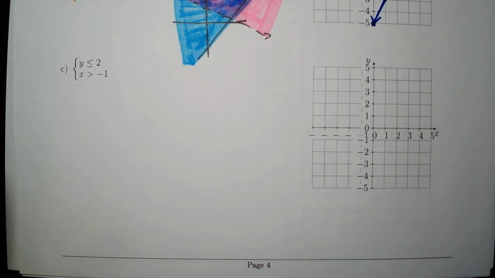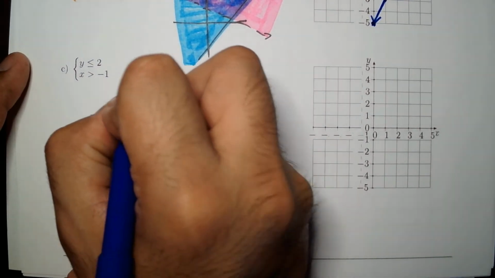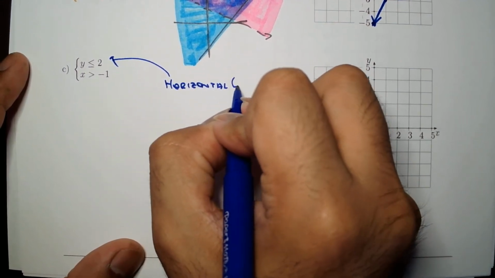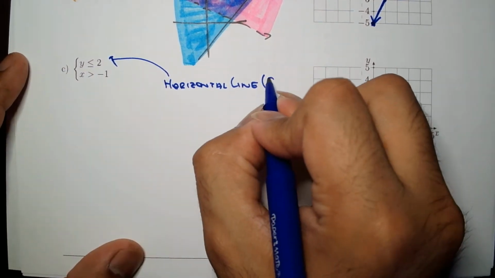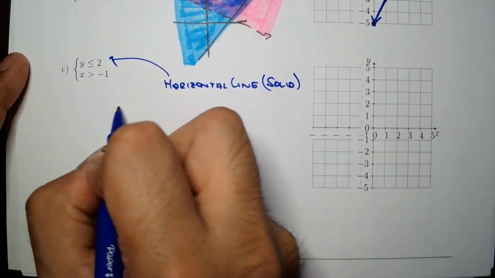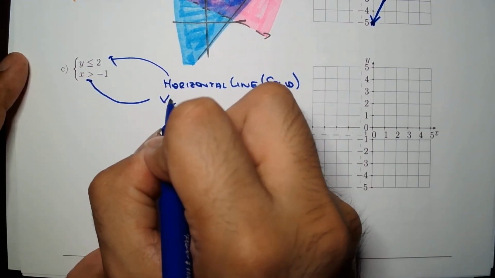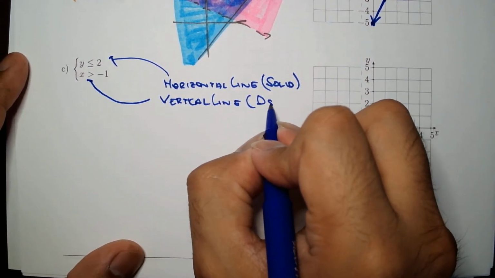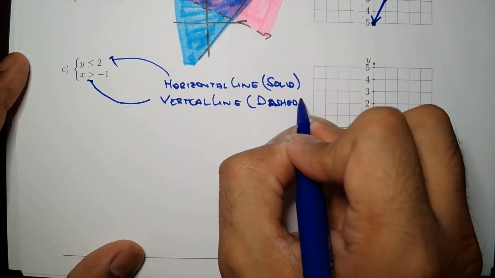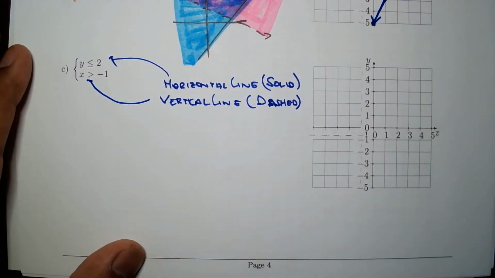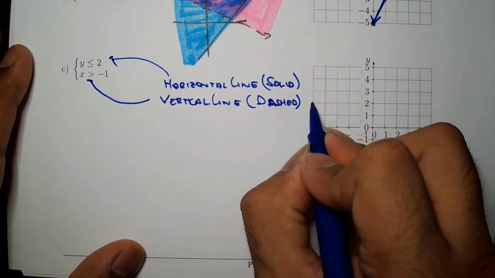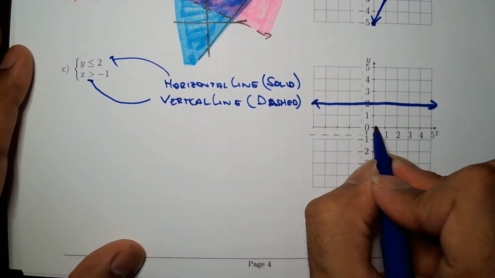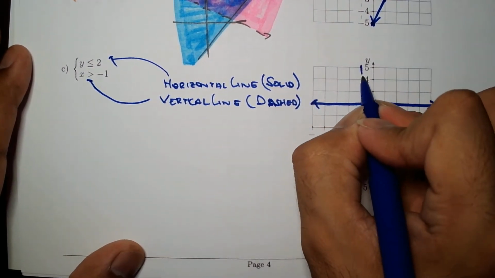Okay, letter C is kind of interesting. Well, letter C, it's a horizontal line, and it's actually solid. And this is a vertical line, and this is actually dashed. So a horizontal line at y equals 2, so y equals 2, and x equals -1. It's kind of hard to see. That's 0, -1.